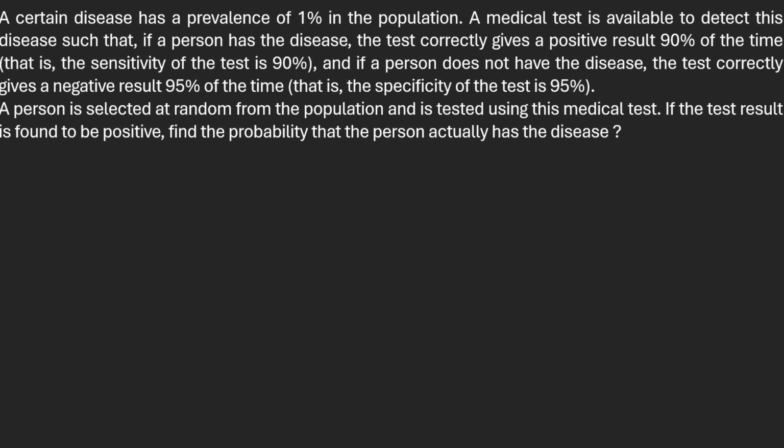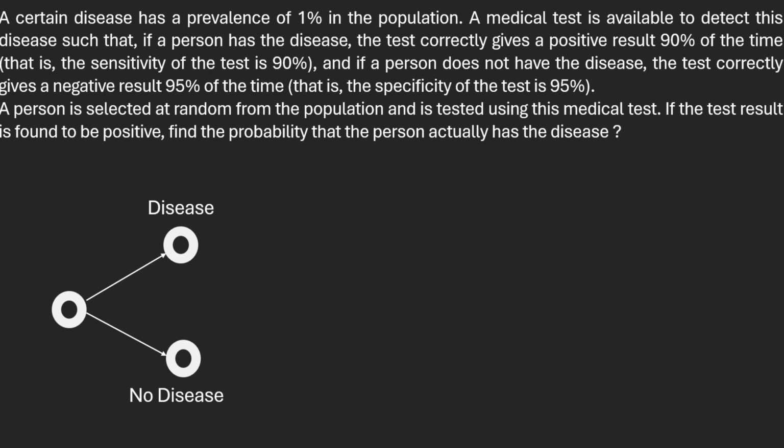Now, we return to the medical question that we discussed at the start of the video. Again by the tree method, we will start with an initial node. Now, we have 2 possibilities: either we have the disease or we do not. In the question, it is given that prevalence equals 1%, which means the chance of having the disease equals 0.01. So the chance of not having the disease equals 1 minus 0.01, which is 0.99.